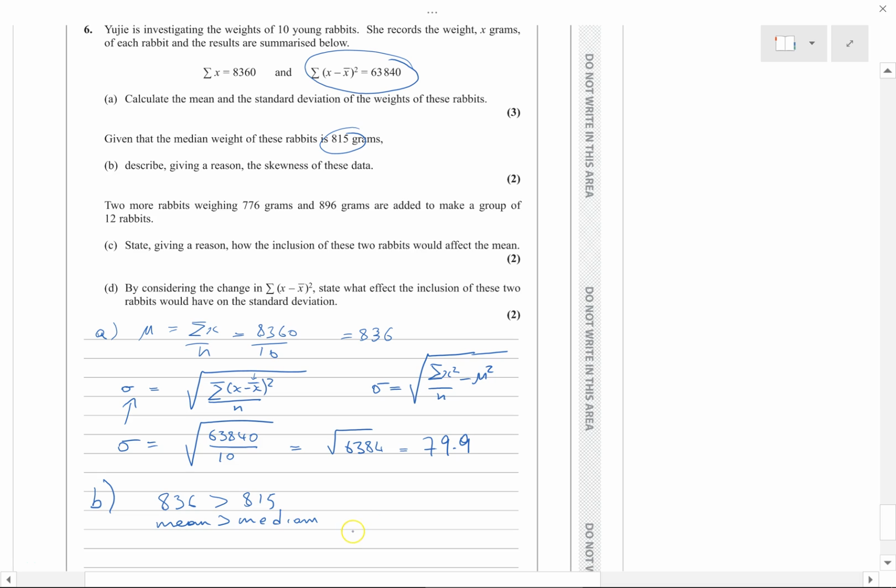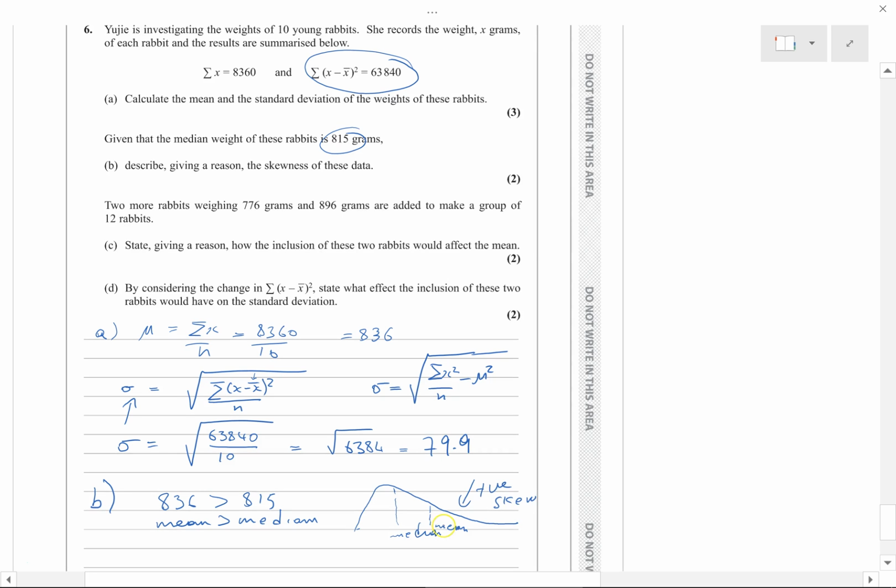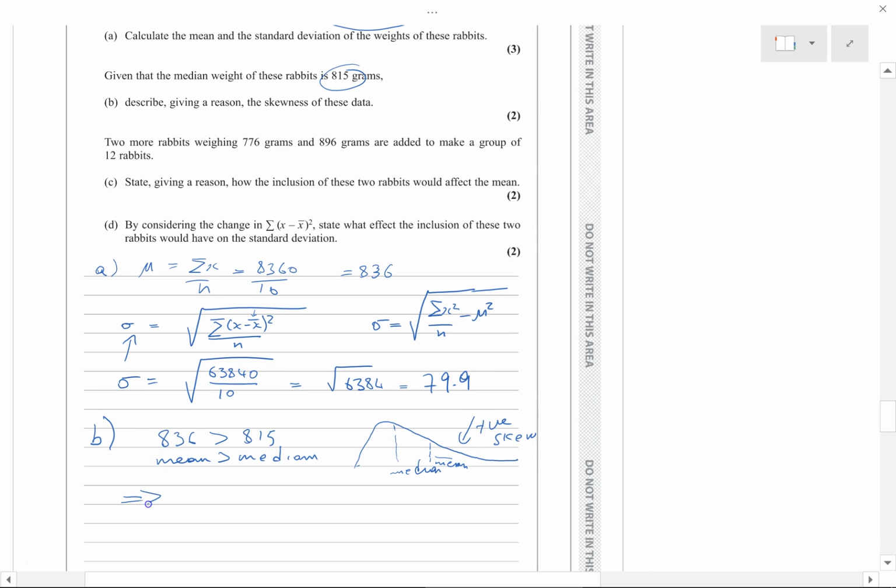The graph for this, with the mean being greater than the median, would be something like this. And the median being here, and the mean being here. And that's positive skew, because what's happening is the mean is being dragged up by larger values in the tail there. So that's called positive skew. Therefore, positive skew.